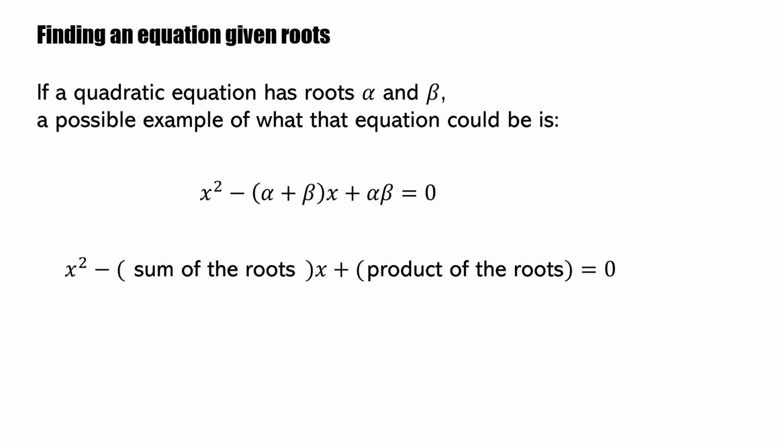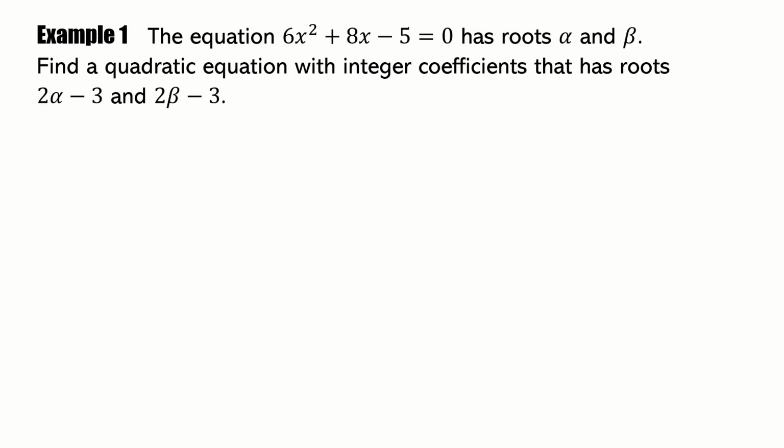So let's take a look at an example. In this first example, we're given the quadratic 6x squared plus 8x minus 5 equals 0, which has the roots alpha and beta.